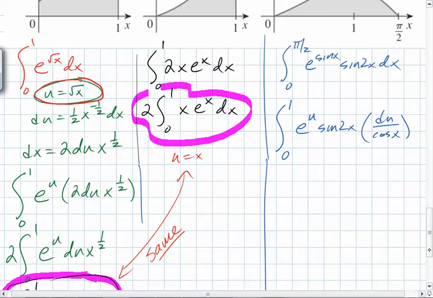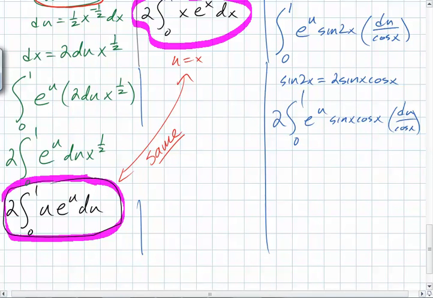Okay, so now you might be a little stuck, but you guys know trig so well. You just think to yourself, there's something that can help me out here. What is it? Sine of 2x equals 2 sine x cosine x. Trig identity land. You remember that? So what can you factor out to the front? 2, 0 to 1 of e to the u, and you're left with sine x cosine x times du over cosine x. What cancels? What are you left with? 2, 0 to 1, e to the u sine x du.